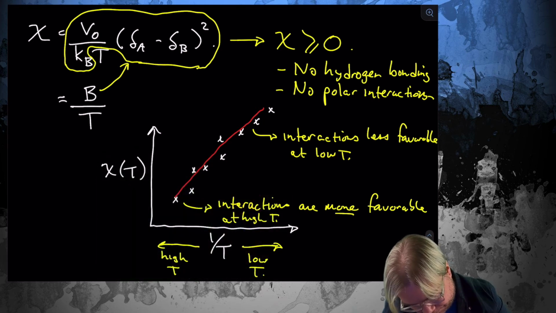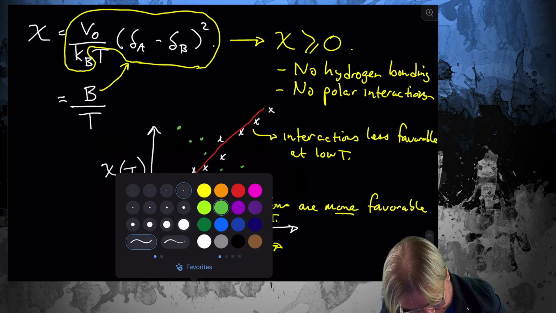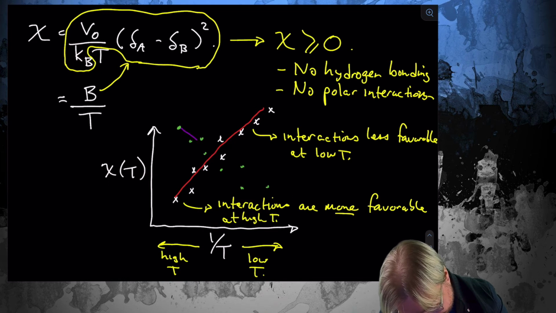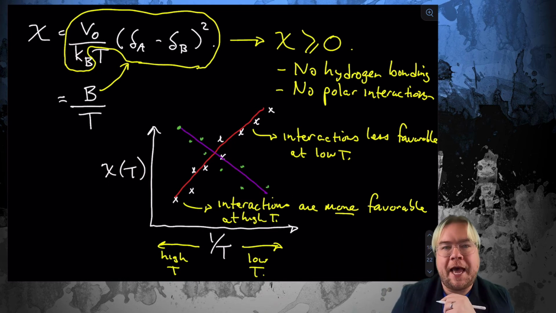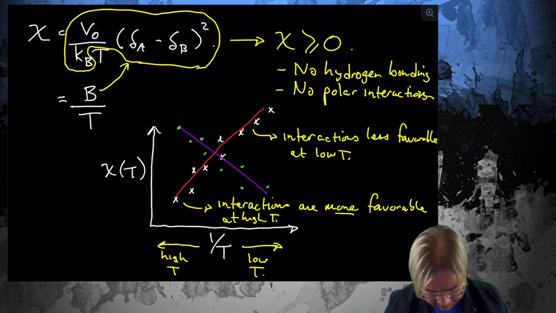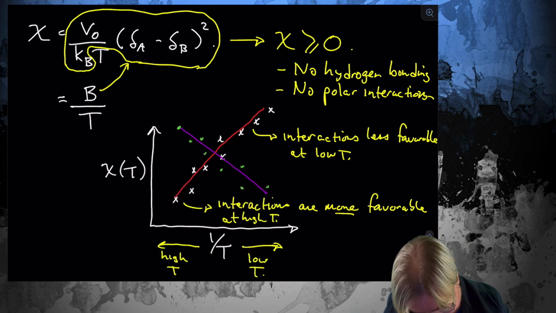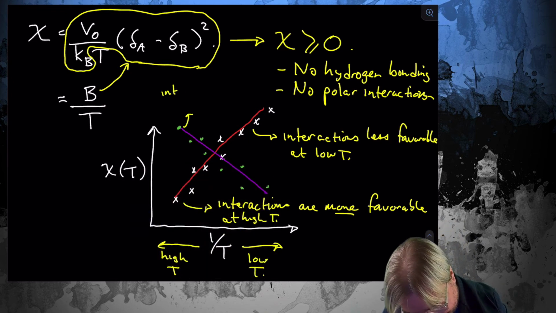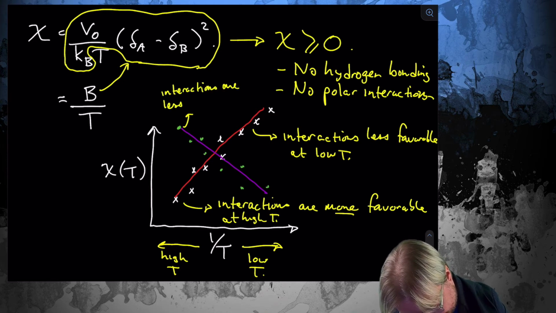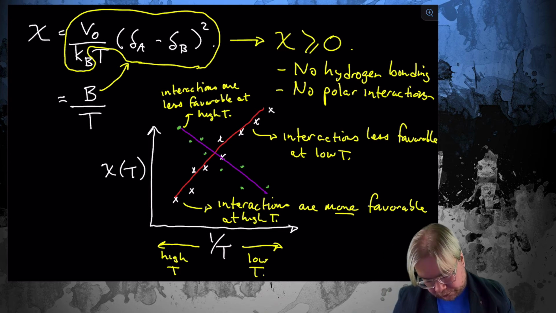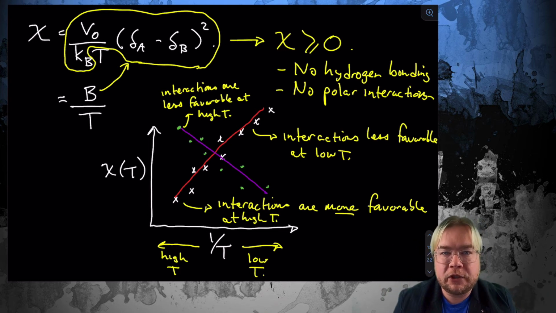So it is possible that you could measure a system like this, and you might find a slope like that. You might find that the slope is negative on this graph. And what this is saying is that interactions are less favorable at high temperature. And of course, the opposite at low temperature.